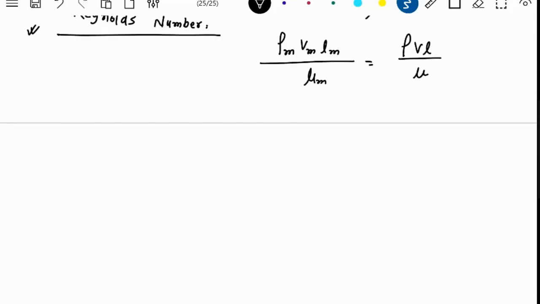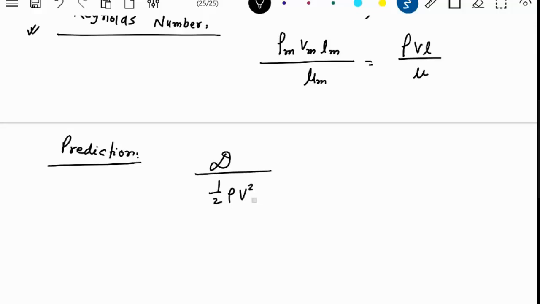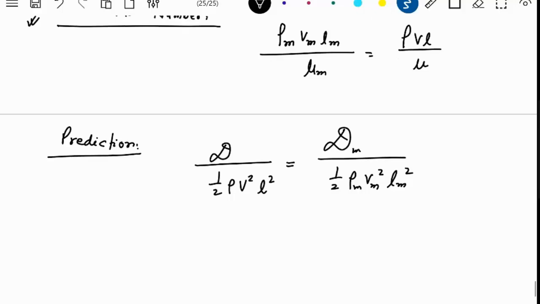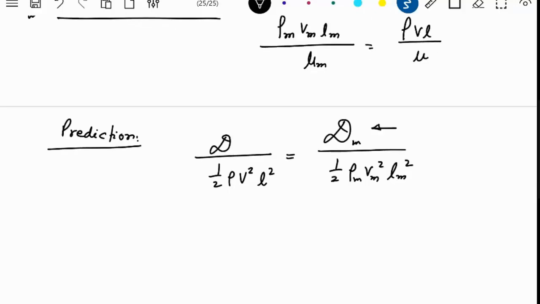So the prediction equation: if I write similarity of the pi 1 term, then I can write the prediction equation. So what is my prediction? That is the drag force coefficient. So this is the drag force over half rho v square L square, and this side I can write for the model: half rho m v m square and Lm square. So once I know the drag force on the model, I can calculate the drag force on the prototype. So this is the idea we will have.